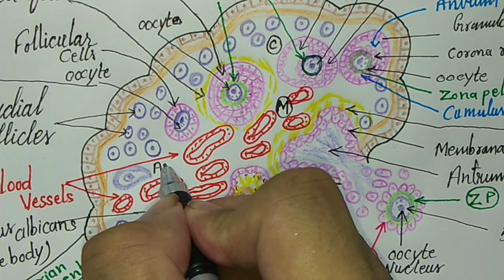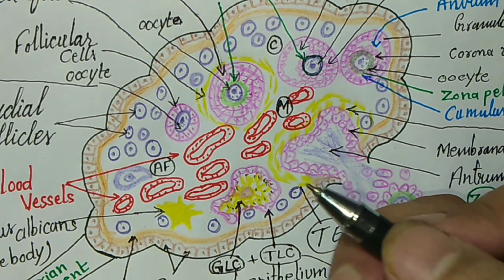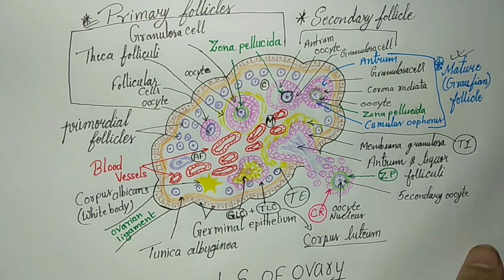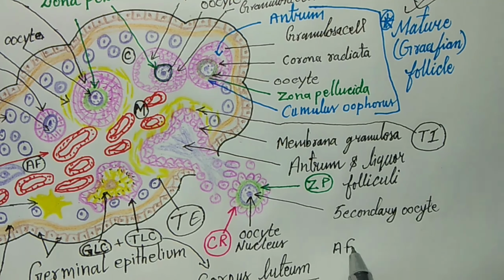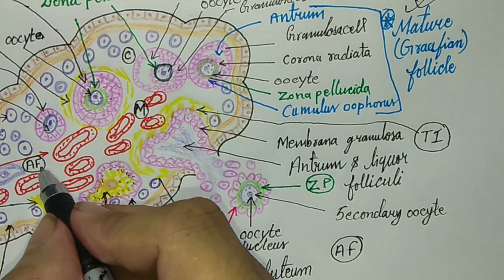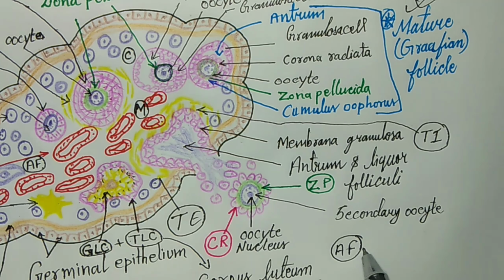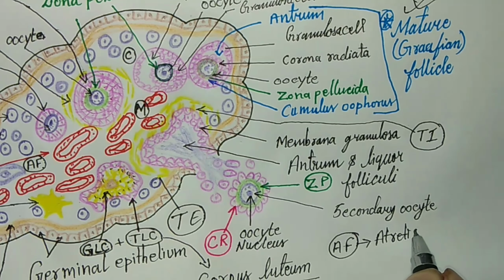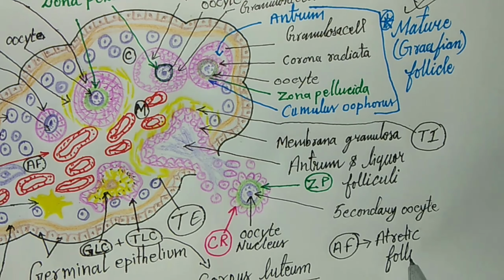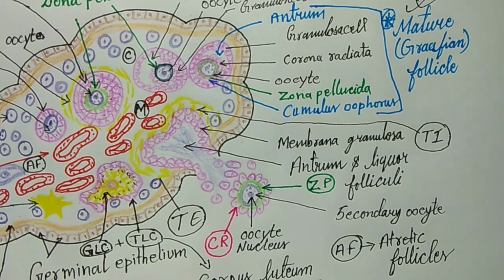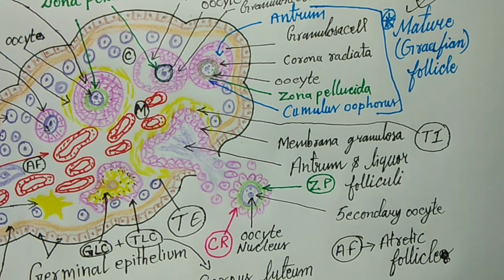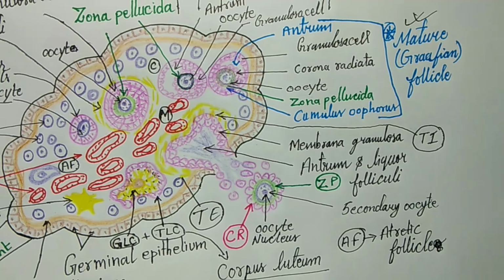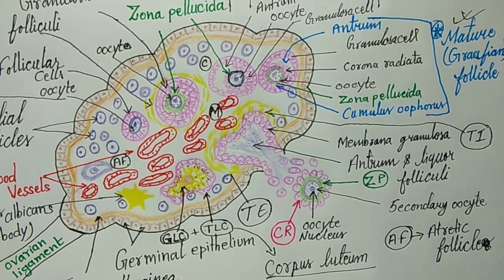Here AF means the atretic follicle. Several ovarian follicles start maturing during each ovarian cycle, but only one attains full maturity and undergoes ovulation. The other follicles degenerate, that is called atresia, at various stages of maturation and become atretic follicles. This completes the histology of the ovary.